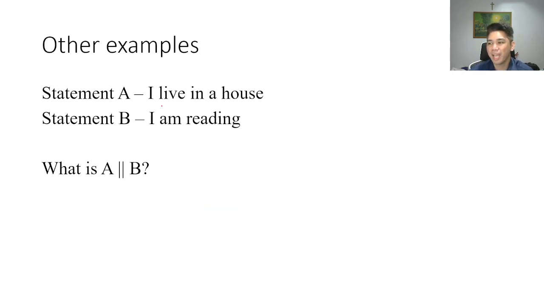How about this one? I live in a house, that is true. I am reading. Well, yeah, I'm currently reading the text. So this one is also true. So A or B, true or true, at least one is true. So therefore the whole thing is true.